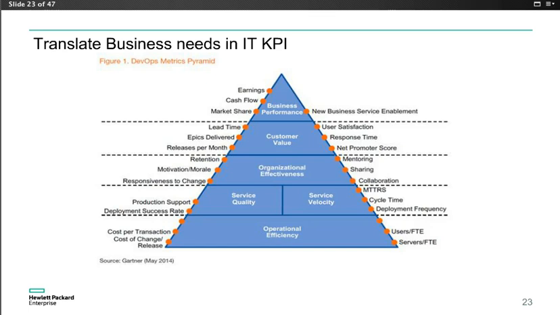With mapping business to IT KPI, the Gartner metric pyramids can help. You can imagine these pyramids like building a house: you do not start with building a roof that is crucial for the business operation. You have to start with some base, and on that base, like operational efficiency, service velocity, or organization efficiency, you can manage your business and your business performance.